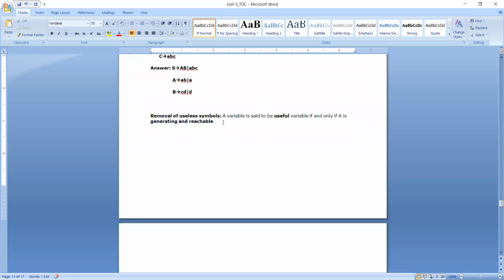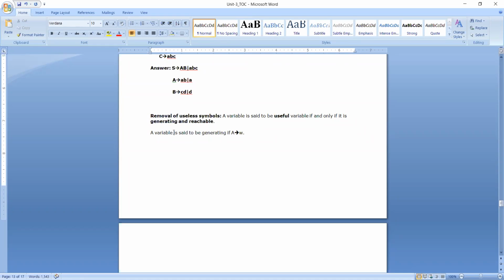Now the question is, what is a generating variable? Let us go ahead. A variable is said to be generating if there exists a production something like A derives to w.